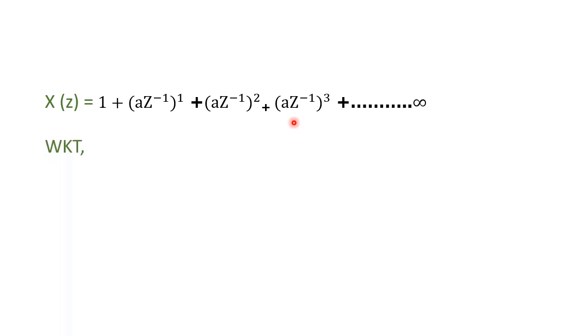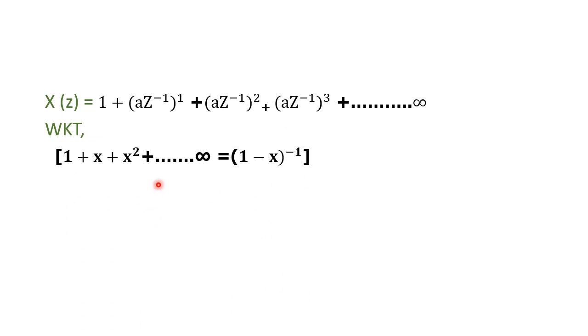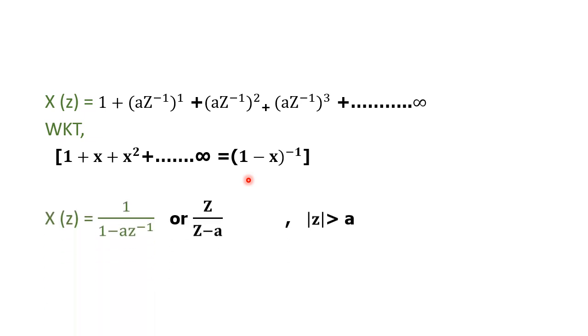We have a formula 1 plus x plus x square plus x cube is equal to 1 minus x the whole power minus 1. This is the infinite series summation formula. As per that formula, we can write this as 1 minus x the whole power minus 1, which means our x value is a z power minus 1. So 1 by 1 minus a z power minus 1, or it can also be written as z by z minus a. This is the Z transform of the given sequence a power n into u of n. The region of convergence for this is mod z more than a, because z minus a should be more than 0, which means mod z more than a is the region of convergence for this given question.